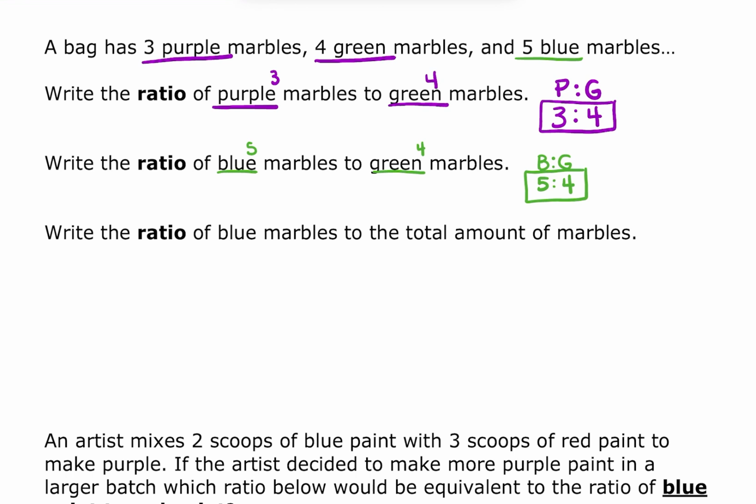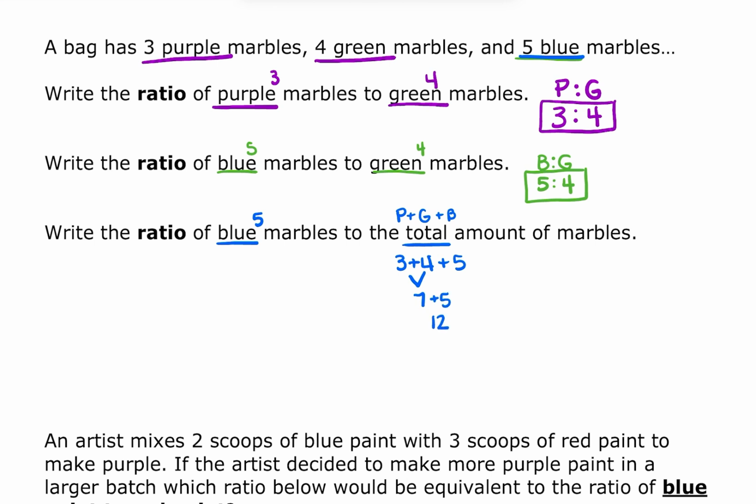Okay. Write the ratio of blue. How many blue? 5. Now to the total. So I have purple, green, and blue. So that means I need to do purple plus green plus blue to find that total. So 3 plus 4 plus 5. 3 and 4 gives me 7 plus 5, that would be 12.